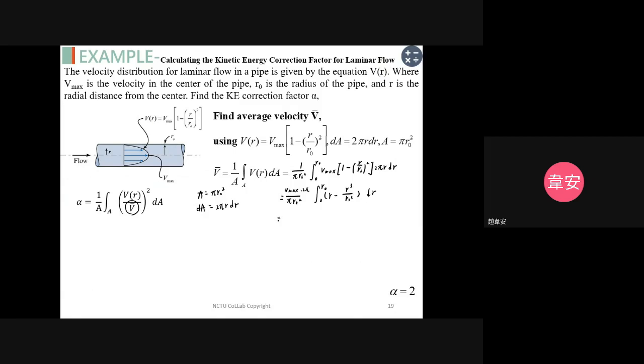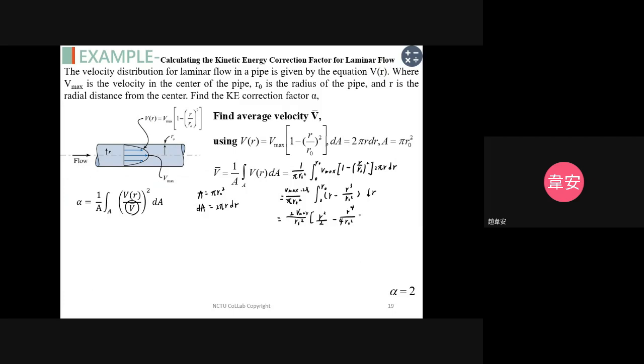Okay, and then we just do the integration of this problem. The pi and pi cancel out here, and the upper part only has 2 times v max over r0 squared here, and we do the integration. So here we have r squared divided by 2 minus r to the power of 4 over r0 squared, divided by 4.